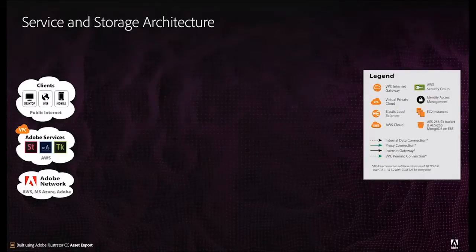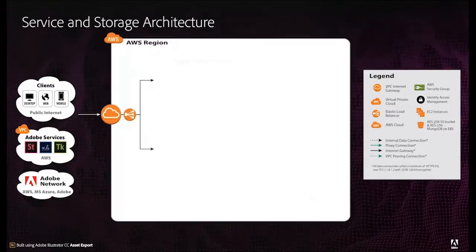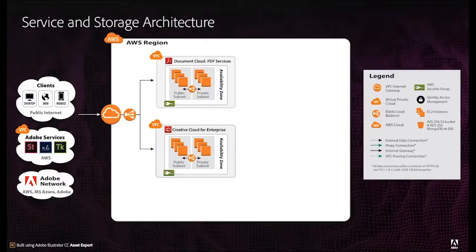CCE itself lives within a specific AWS region. We have 3 regions, US East, EU Ireland, and APAC Tokyo. So when one of our clients attempts to connect to their appropriate region, they're actually taken to a VPC, or Virtual Private Cloud. A VPC is a logically isolated network within AWS. There are 2 VPCs of note here, the Creative Cloud and the Document Cloud.